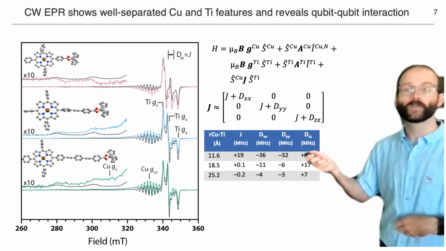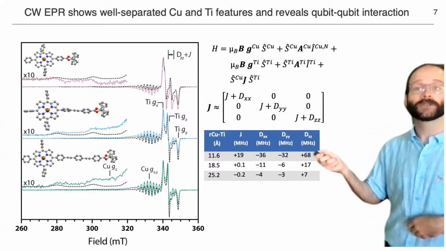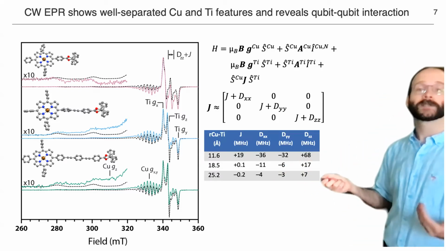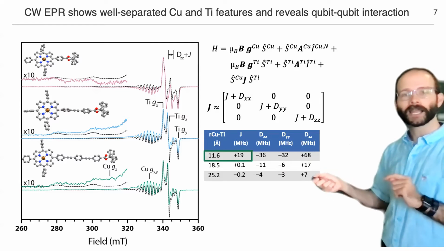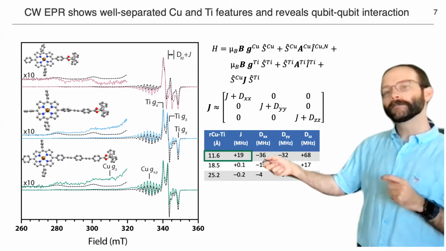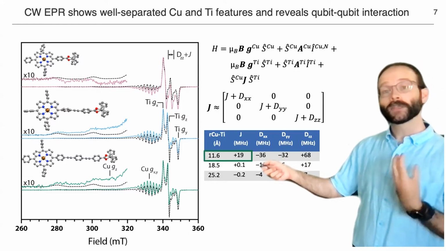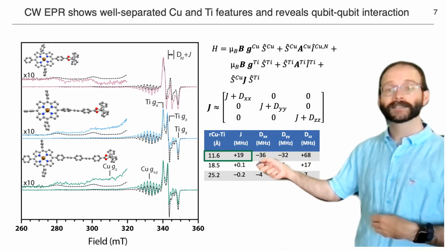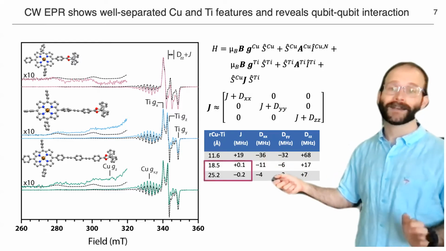And what we can see is that the magnitude of these interactions decrease dramatically, as we expect, as we space these apart. But also importantly, we only really have a noticeable amount of exchange coupling through bonds for the shortest distance, and it is completely negligible beyond that.